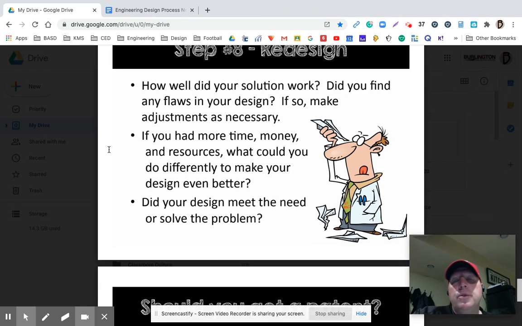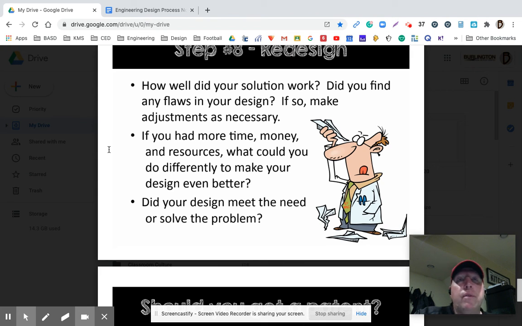How well did your solution work? Did you find any flaws in your design? If so, make the adjustments as necessary. If you had more time, money, resources, what would you do differently to make your design even better? Did your design meet the need or solve the problem?